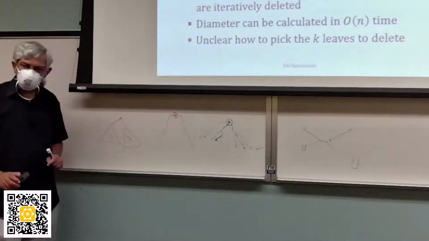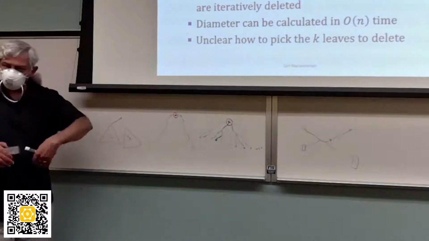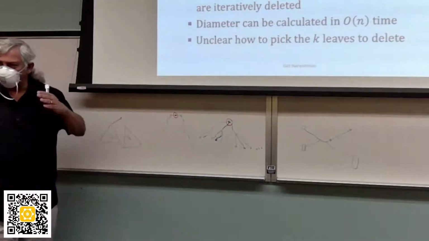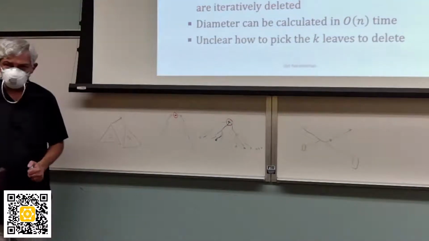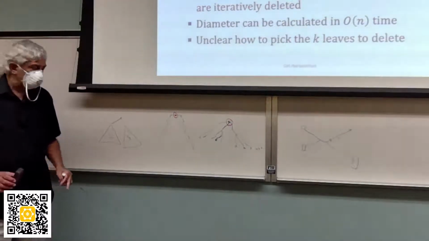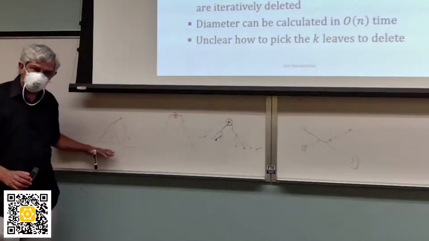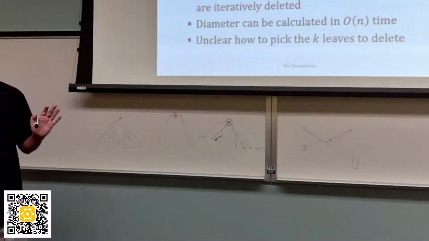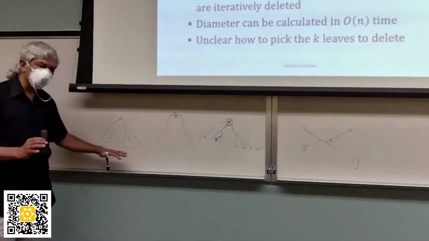One of them has n vertices that are at distance half the diameter. The other has some other number of vertices that are at distance half the diameter. Unless I remove all of those on one side, I'm not going to reduce the diameter. That's clear, right? So I'm going to pick the one that's smaller.